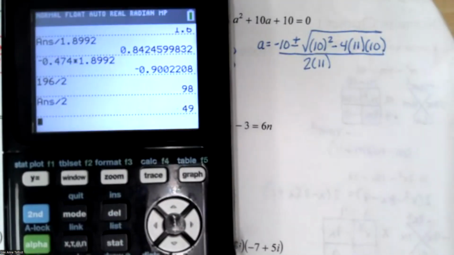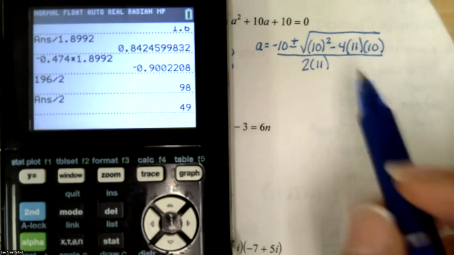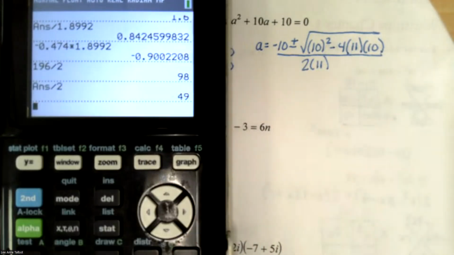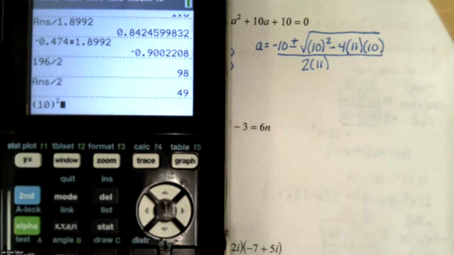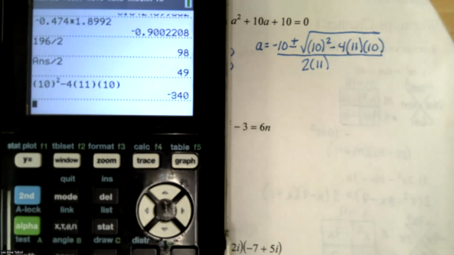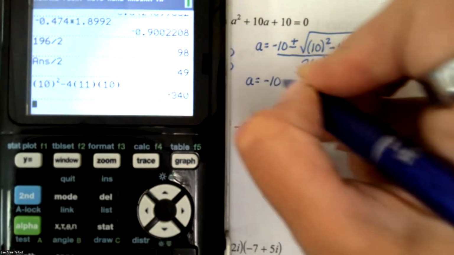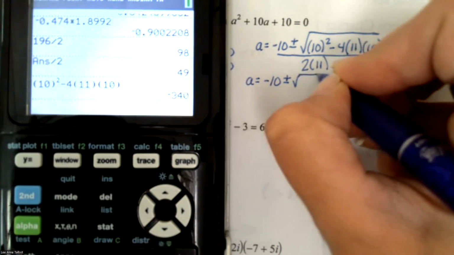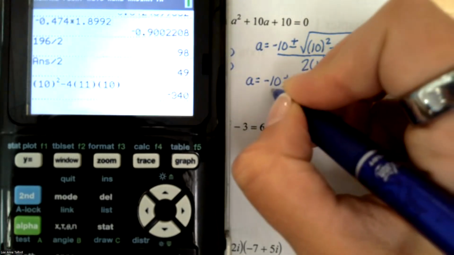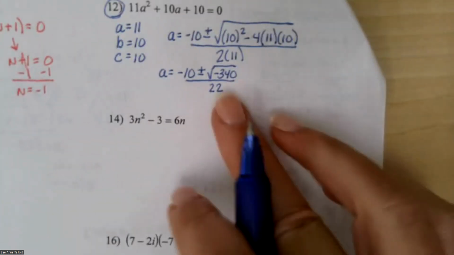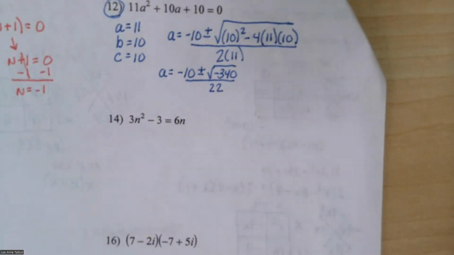Okay, now I'm going to go to the calculator and I'm going to just do the part under the square root. I'm going to type it exactly how it looks. So 10 squared minus 4 times 11 times 10, -340. Okay, so that's the moment when you're like, oh, I'm kind of in for it here. You're like, oh no, this is a spicy one because -340 is kind of a pain.